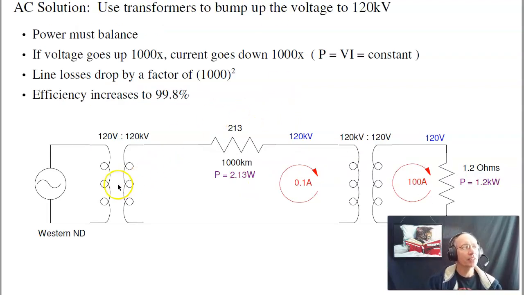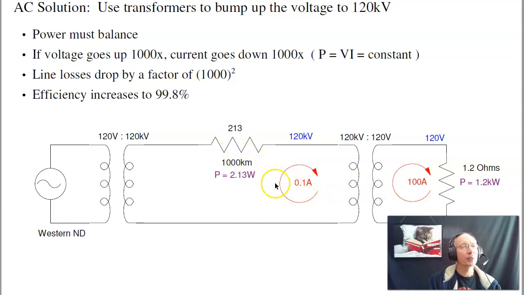With AC, I can use transformers, take the 120 volts, bump it up to 120,000 volts, transmit the power per 1,000 kilometers at 120 kilovolts, bump it back down to 120 volts, and then have that go to your house. Now, by using transformers, when the voltage goes up by 1,000 times, the current goes down by 1,000 times. So the 100 amps over here that the customer sees is only 0.1 amp on the transmission line.